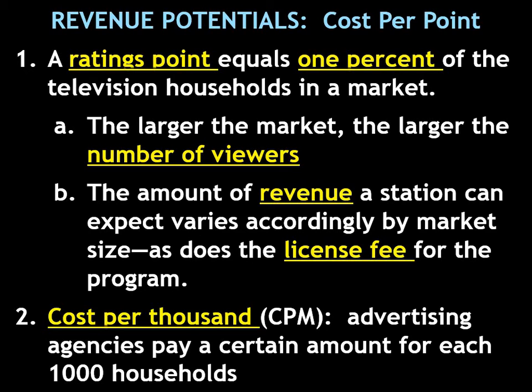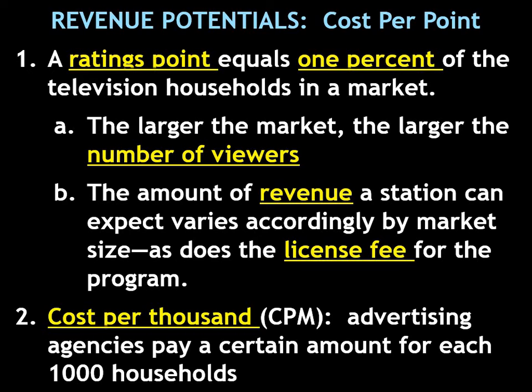The larger the market, the larger the number of viewers. Makes sense. The amount of revenue a station can expect varies accordingly by market size. And also, the license fee for programs is going to change as well. So we're weighing in all these different things. So the cost per point for Raleigh is going to be different than the cost per point for Atlanta or Philadelphia or New York or Greensboro or Asheville. It's going to depend on the population of the area.